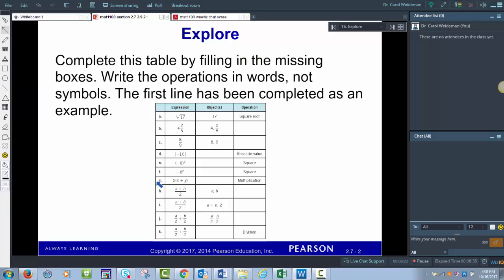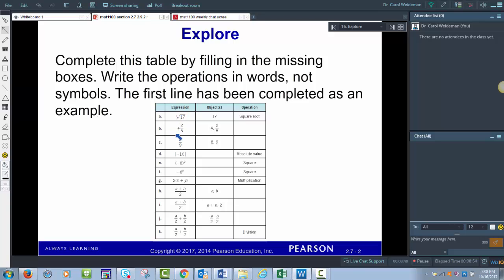There's a nice table in your book here, and you have some homework like that. They give you an expression and they tell you either the object or the operation, or possibly they give you the object and the operation and say, give me the expression. So if we look at this expression, the object here is 17, and what are we doing to it? We're taking the square root.